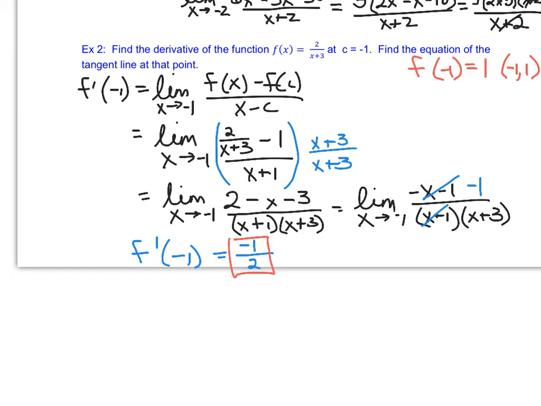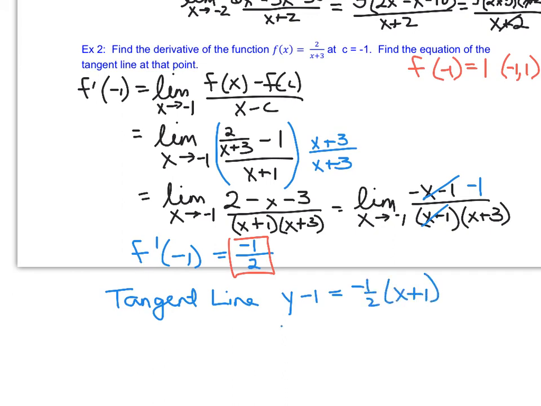This then allows us to make the equation of the tangent line. So our tangent line equation, we're going to use that slope that we have just calculated, negative 1/2, as well as the point that we calculated at the beginning, negative 1 comma 1. So we'll say that our tangent line equation in point slope form would be y minus 1 is equal to negative 1/2 times x plus 1.